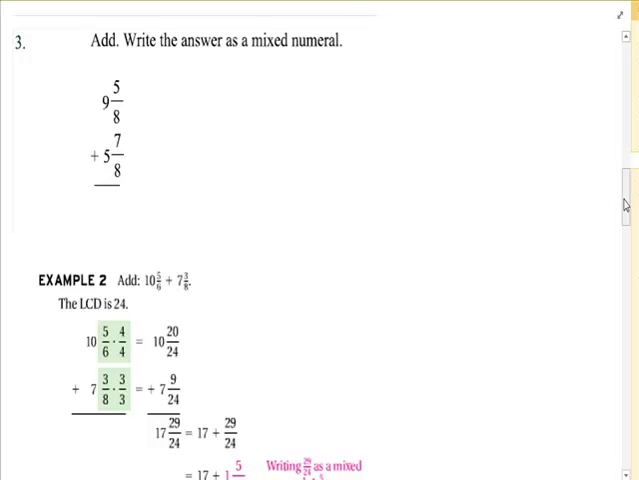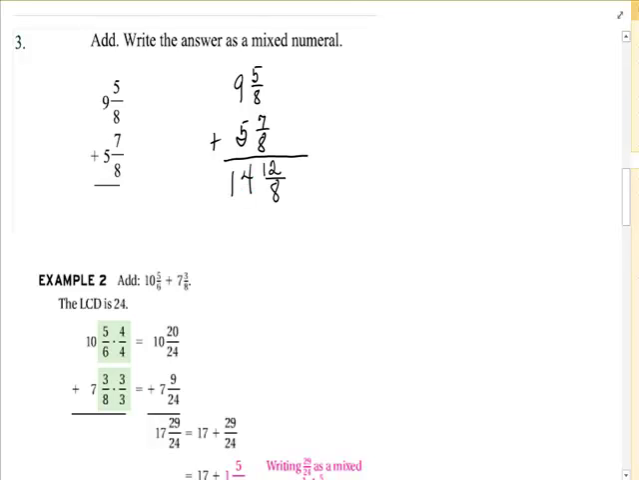In number 3, we have 9 and 5/8 plus 5 and 7/8. I do have fractions for both of the numbers. They have a common denominator of 8, so I add 5 and 7 for 12. That is 12/8. I add 9 and 5 for 14.